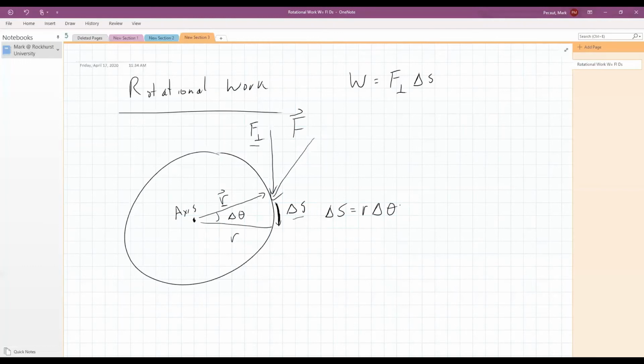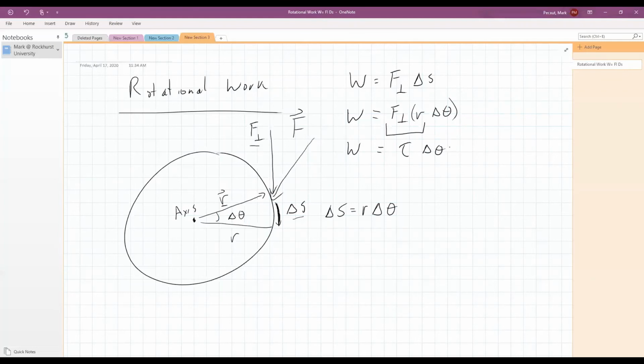I'm going to substitute that in up here. So the work done is just F perpendicular, and again, that's the part of the force that's perpendicular to R, times R delta theta. Okay, and I'm just substituting that in. Well, this part here, F perpendicular times R, that is the torque, right? That's the part of the force that's perpendicular to the R vector that goes from the axis of rotation to where the force acts. That is torque. So this work is going to be the torque times delta theta.